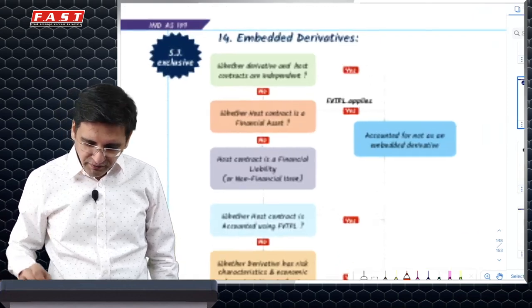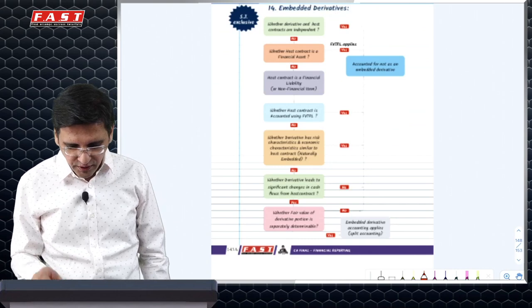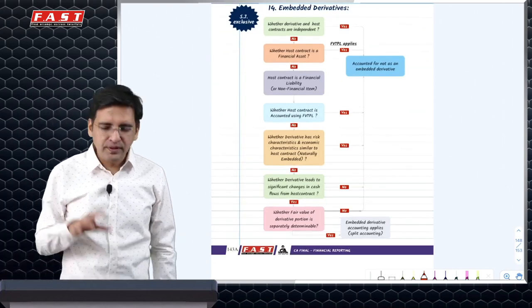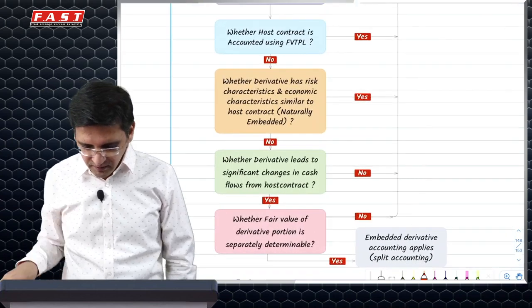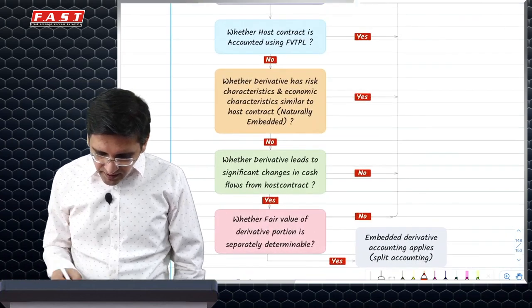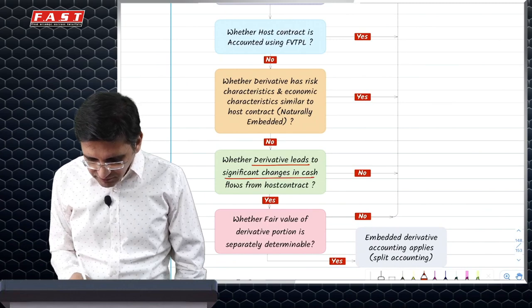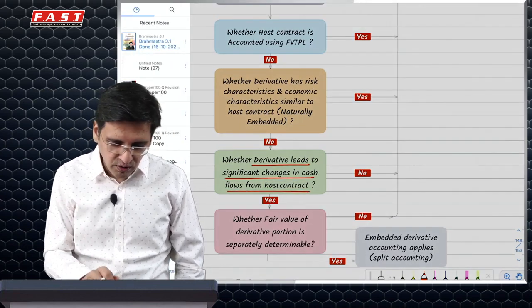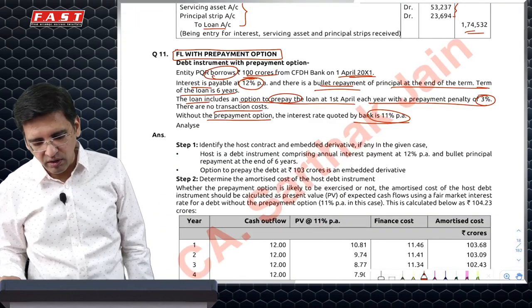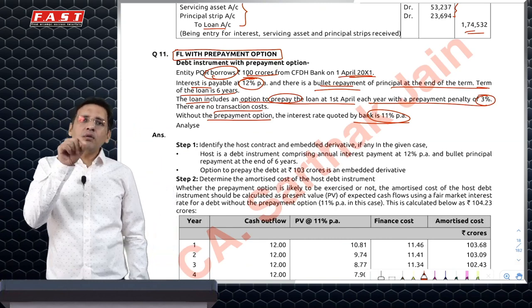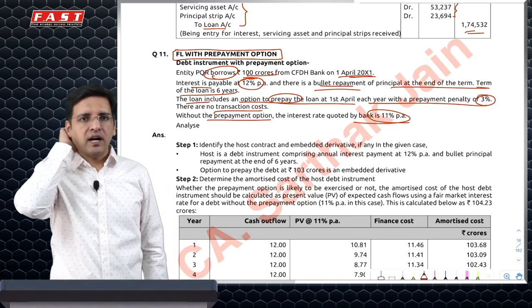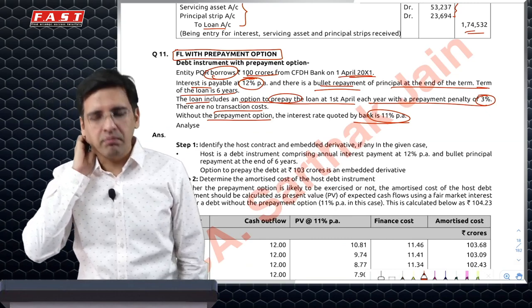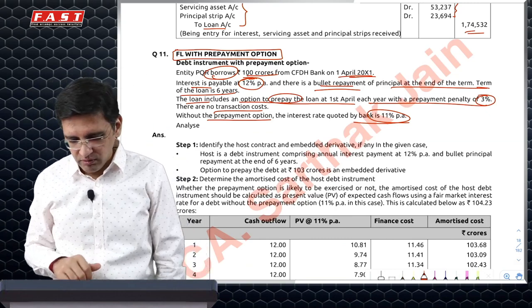So these are the set of conditions which you can quickly go through if you want to read. Because this question has a lot of problems in terms of the students' understanding, I'm harping on this. It says the derivative leads to significant changes in cash flow from the host contract. In this example, it is the loan contract. Now, when do I say that the derivative has changed my cash flow significantly? For that, I will have to have an estimation involved, not a policy.